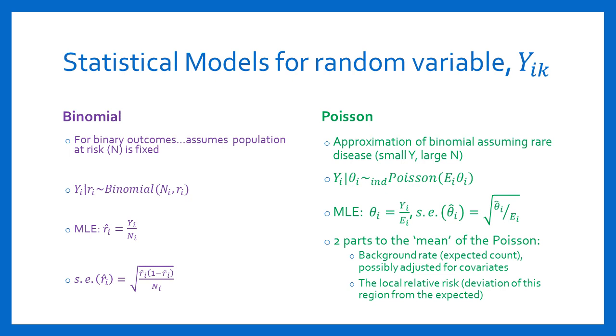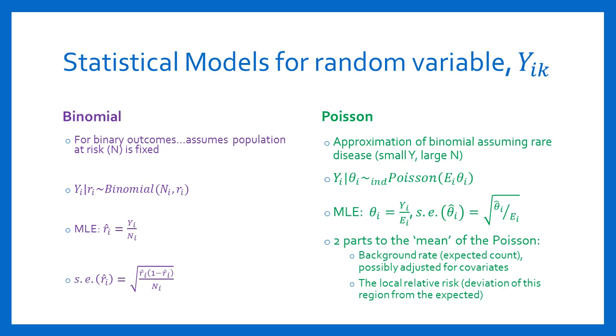So the Poisson, remember, is a count distribution. It's modeling the expected count. And the way it works is it has a mean parameter. So I have the y_i given theta_i is distributed Poisson, and inside the parentheses, there's an E sub i and a theta sub i. So the parameter of the Poisson, the mean, has two parts. This is the main thing that I want you to take away from this slide. There's a background rate.